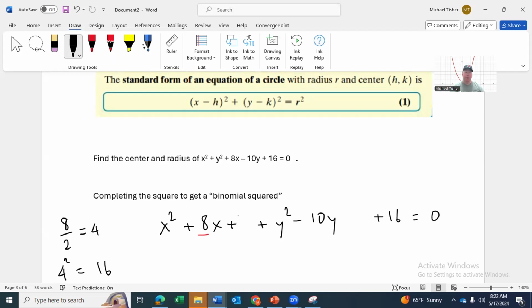So we're going to put plus 16 in this space. And we're essentially adding 16 to the left-hand side, so we'll do the same thing to the right-hand side. We'll add 16 to the 0. Now we're going to complete the square on the y's.